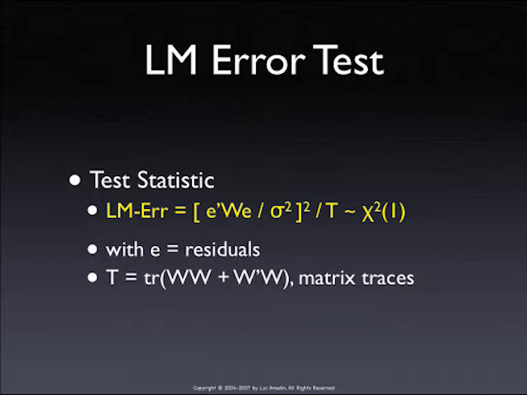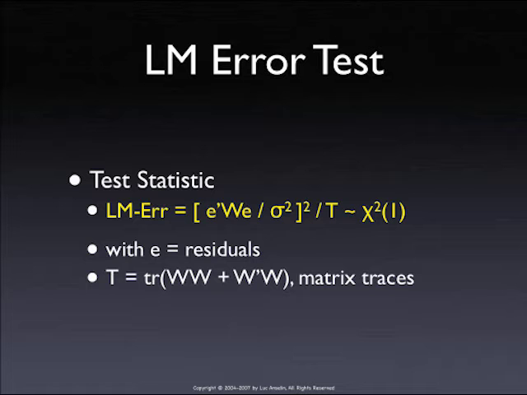These traces can be seen to be essentially, one of them is the sum of the squares of the elements in the weights matrix. So they're all related to the overall structure of the weights matrix. They're summaries of the structure of the weights matrix beyond simply the S0 that we had in Moran's I, which was simply the sum of all the elements of the weights. These are sums of squares of the weights and sums of cross products of the weights. That's essentially what these traces end up being.